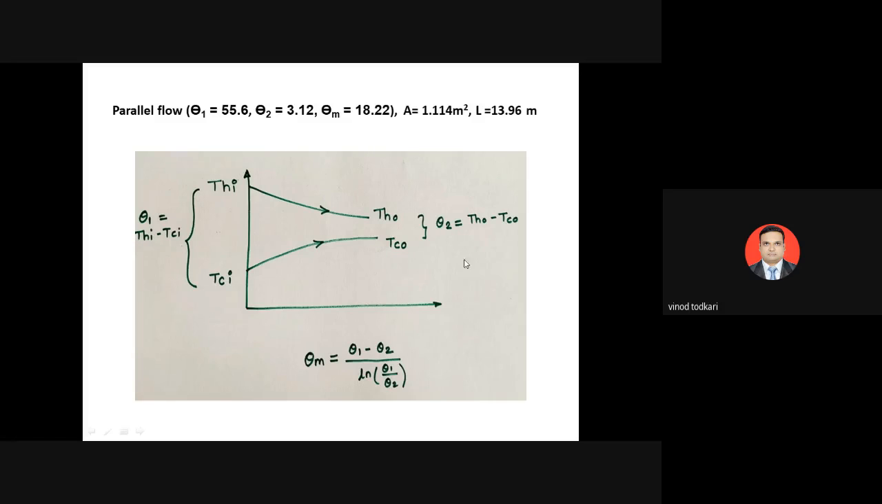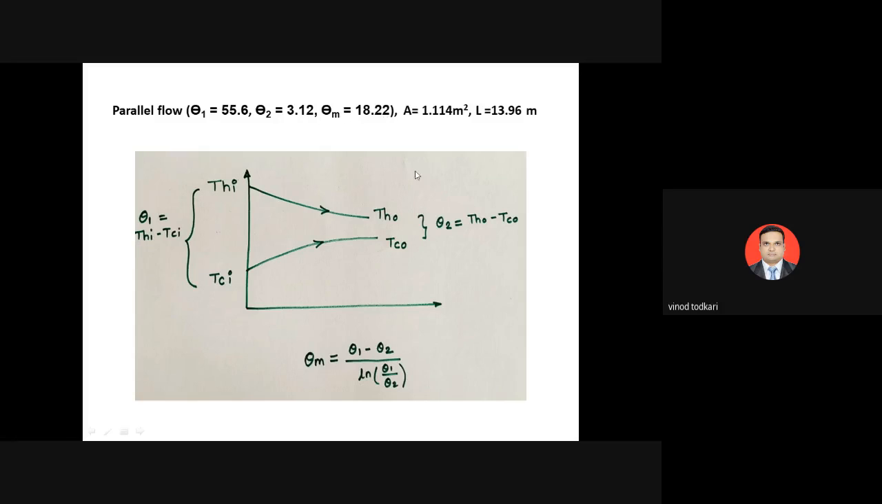So we can calculate theta 1 and theta 2. Once we know the value of theta 1 and theta 2, how can we calculate LMTD? Simply apply the equation LMTD theta m is equal to (theta 1 minus theta 2) divided by ln of theta 1 by theta 2. So if we apply this equation, you will get theta m. See, for this present numerical, you will get theta 1 as 55.6 degrees Celsius, theta 2 as 3.12 and theta m as 18.22.